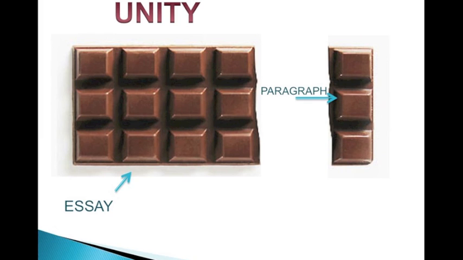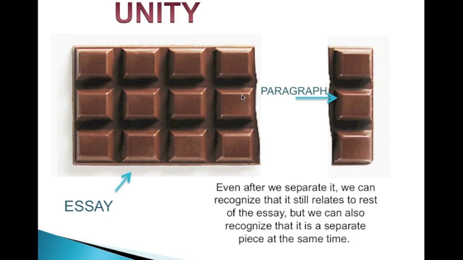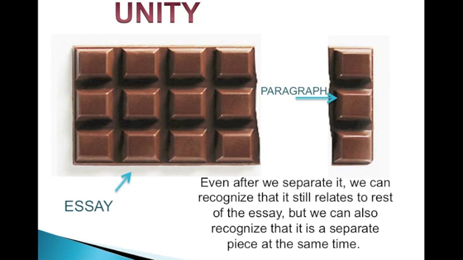So again, think about it like this. The paragraph here is still made of chocolate. It still looks a lot like the rest of the essay, but it also is separate from the essay, which means it's kind of its own idea as well. That's part of the idea: the whole essay we want to be kind of the same idea. So think of it like the same chocolate, so to speak. Even after we separate it, we can still recognize that it relates to the rest of the essay, but it's also separate from it. That's the thing about paragraphs: they have their own particular ideas, but they still belong to the rest of the main idea you're trying to make.